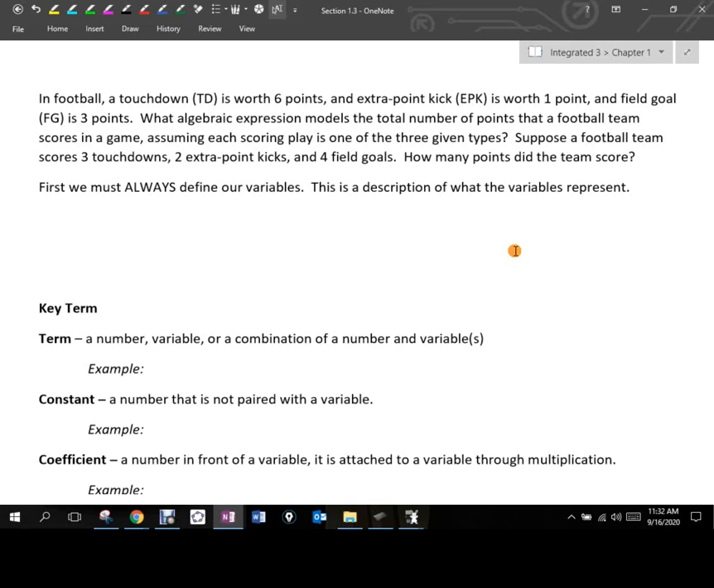Okay, so what algebraic expression models the total number of points that a football team scores in a game, assuming each scoring play is one of the three given types? Okay, so suppose a football team scores 3 touchdowns, 2 extra point kicks, and 4 field goals. Okay, so let's do this. Now they give us our variables here. Now, your variables are just symbols. We said we're always going to let them be like lowercase letters out of the alphabet, but they don't have to be. They're just symbols.